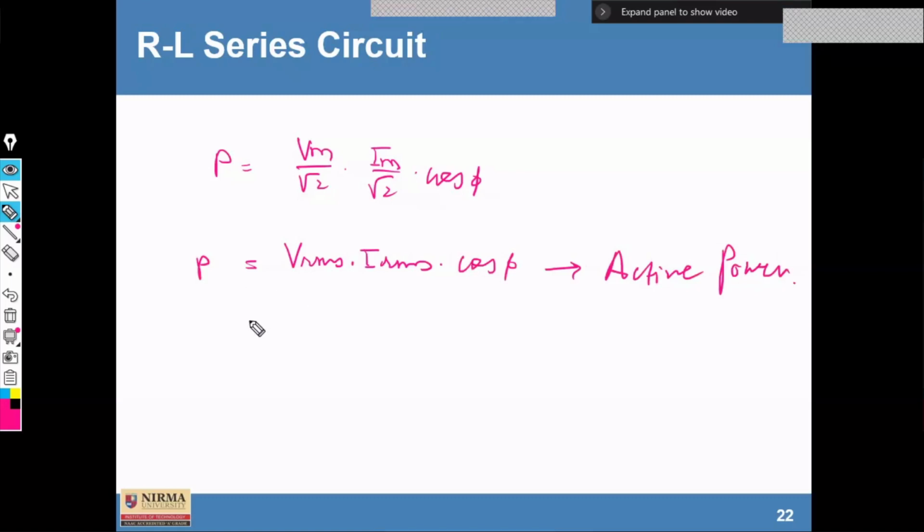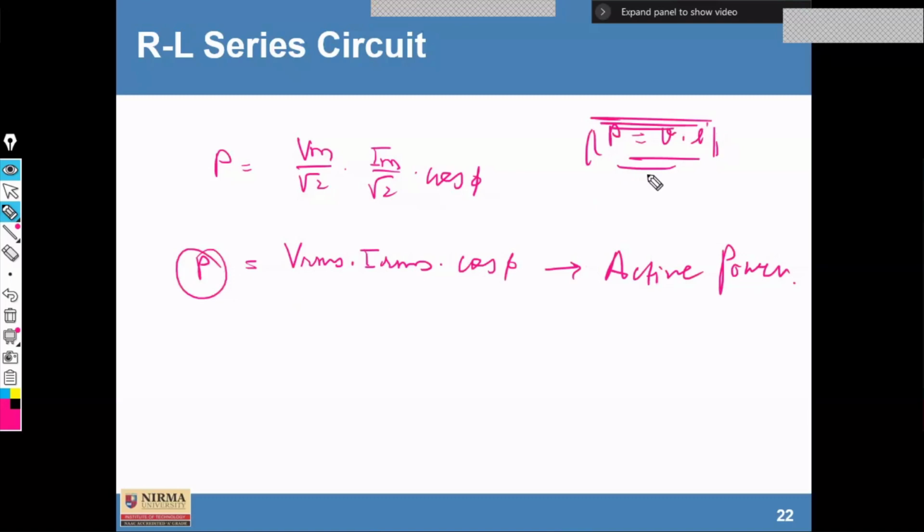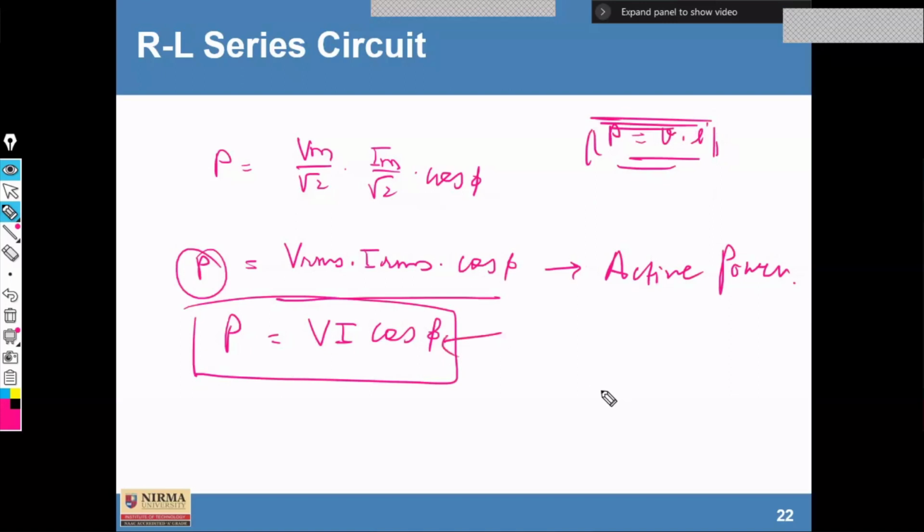So whenever we discuss AC power, we know that the DC power, P, is a product of voltage and current. But in case of AC, the power is not just the product of V and I, but it is the product of Vrms, Irms, and cos phi, or sometimes it is written as VI cos phi also. And this is alternating power which is consumed by a device, and the power factor is an important factor here.